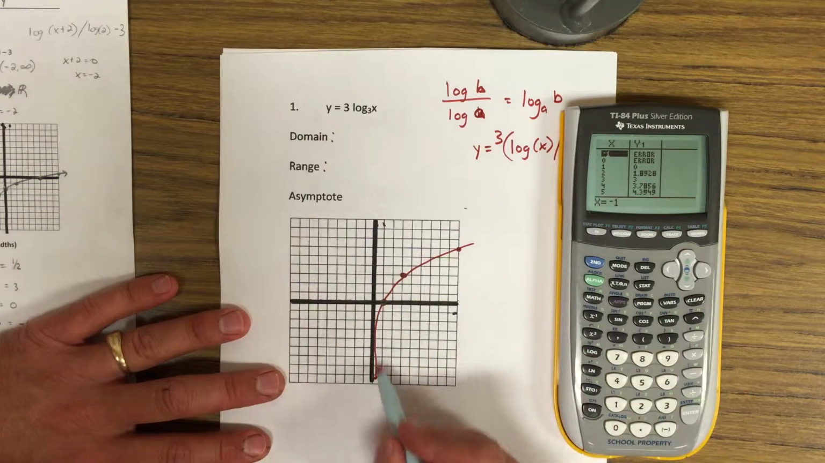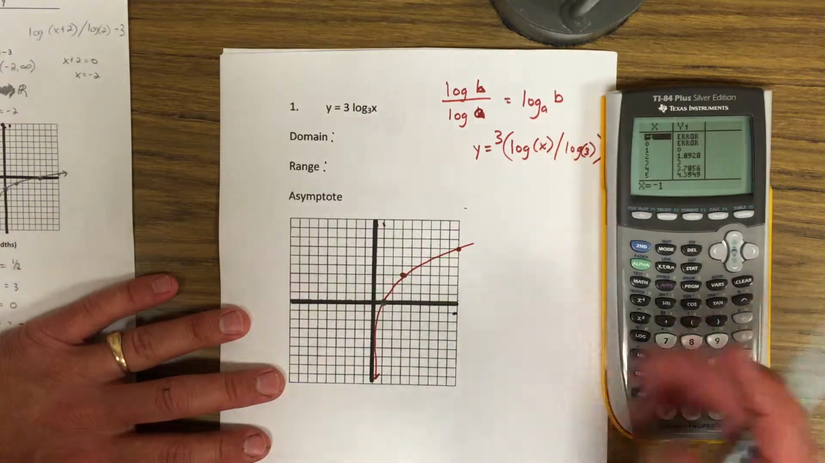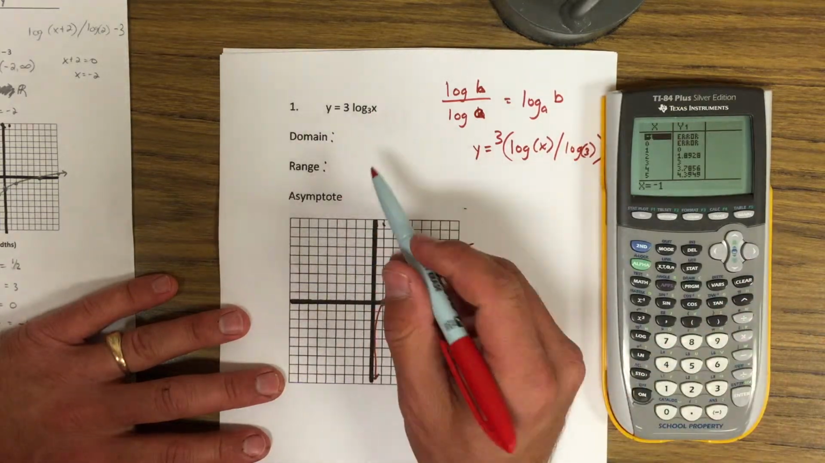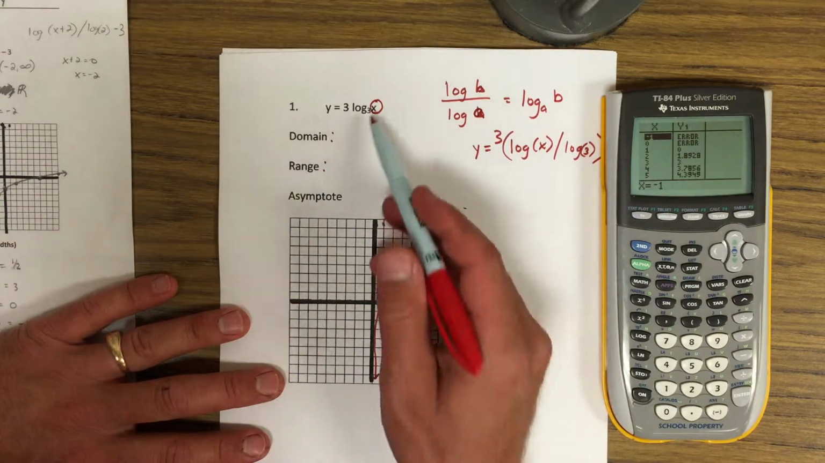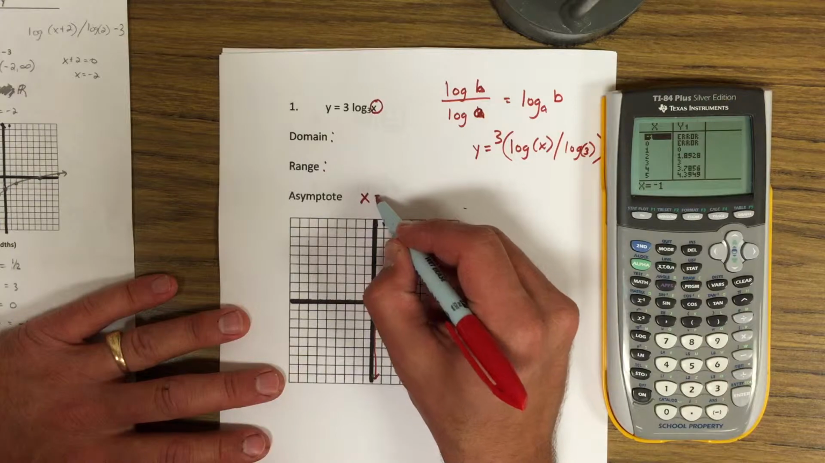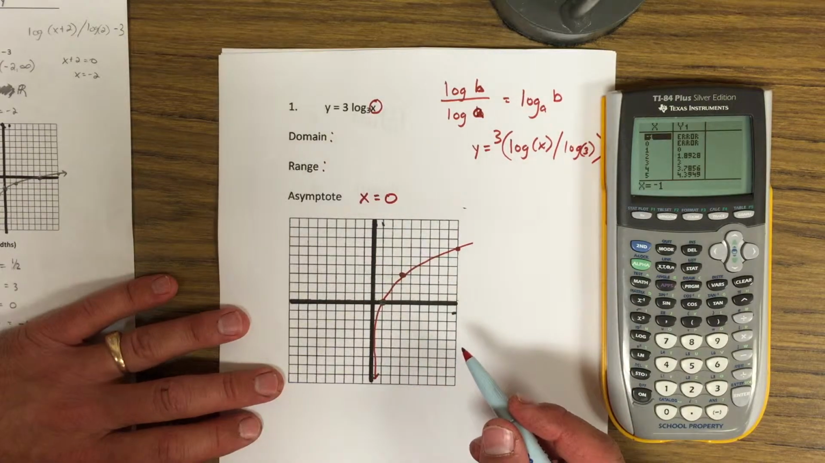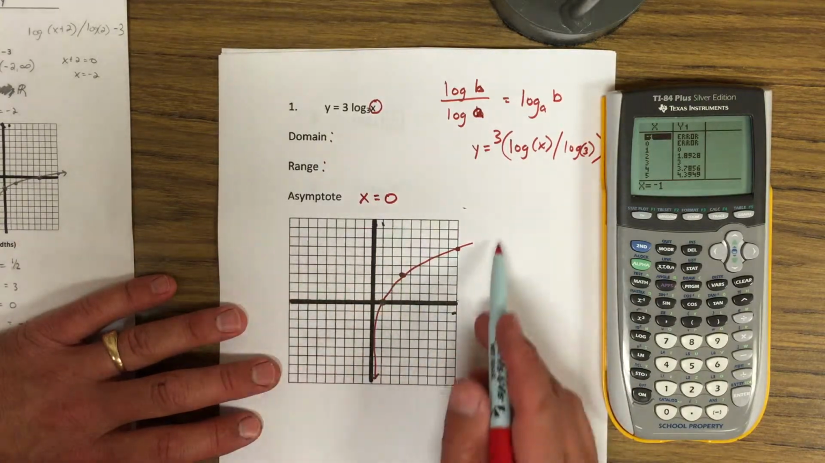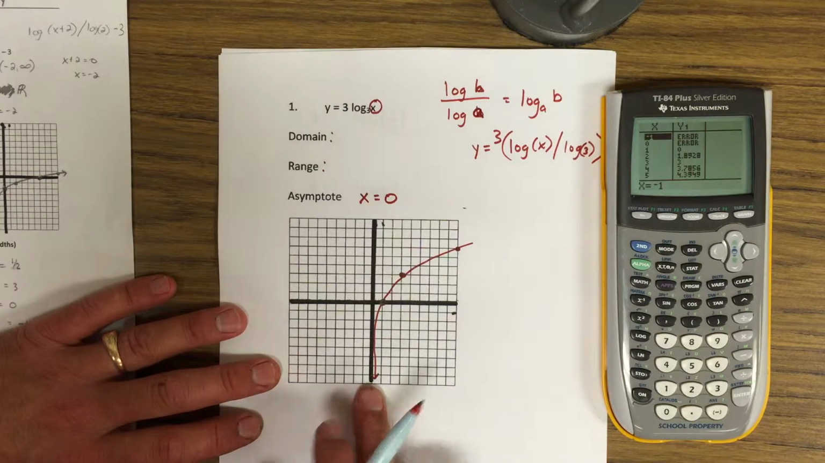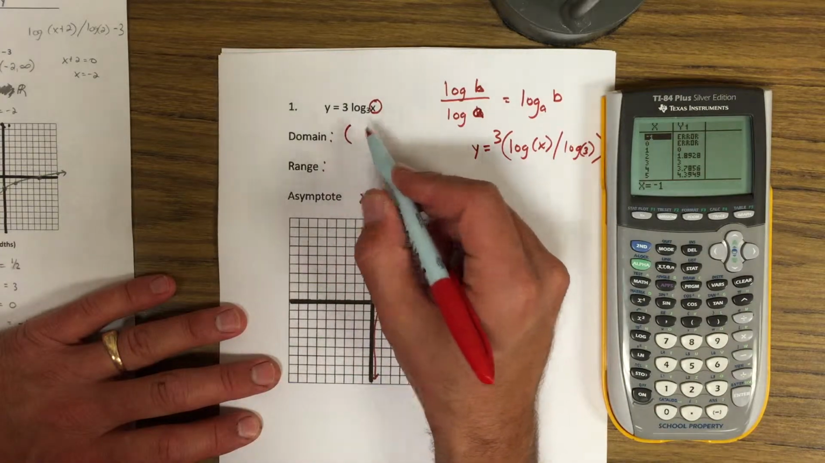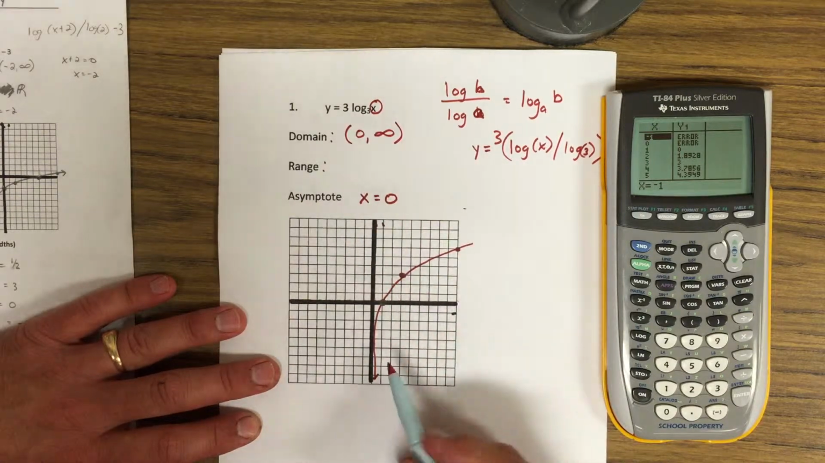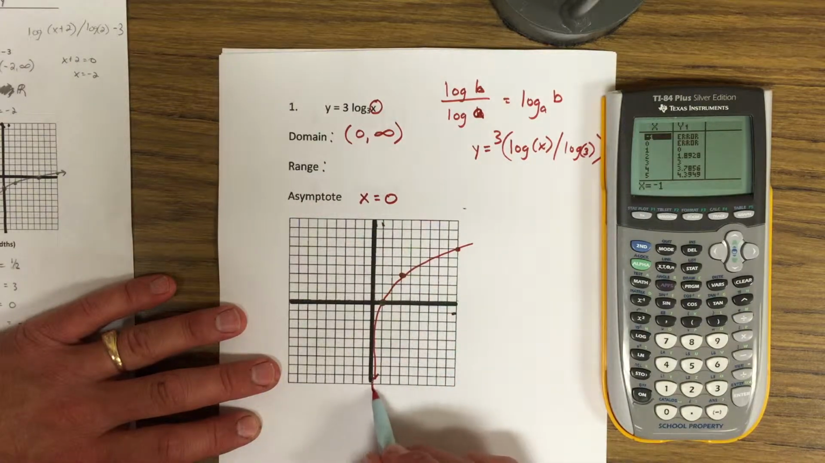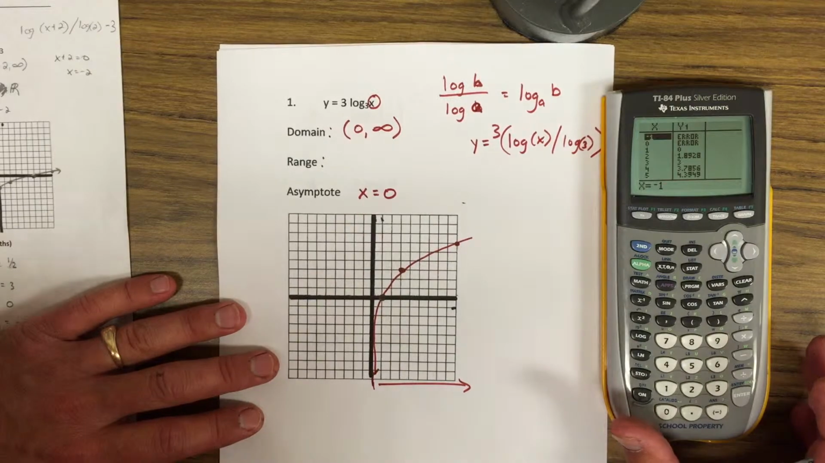That's telling us that there's this restriction. The other way you can look for your vertical asymptote is look at this part right here and set it equal to 0. Well, that's just x equals 0. Okay, so that's my restriction on x right there. So that's going to affect my domain. Okay, domain is only going to go from 0 over to infinity.